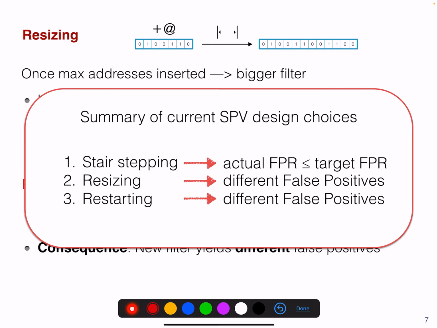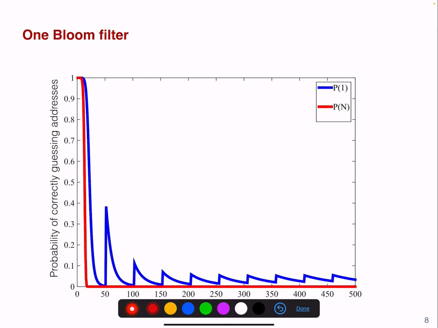So the summary of the current SPV design choices is that there's some stair stepping, so the actual false positive rate is really inferior to the target false positive rate. We experience resizing, so there are different false positives. And there's restarting, and the client doesn't save the seed values, and therefore the filters produce different false positives. So given one Bloom filter, given these findings, the likelihood of identifying an address of the client is quite high, right? So the probability of correctly guessing an address is quite high.